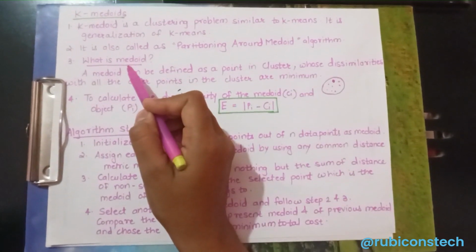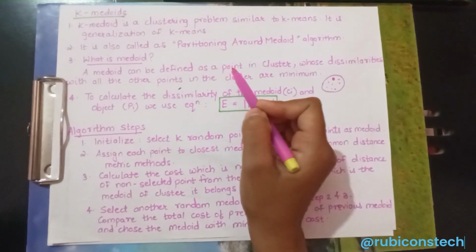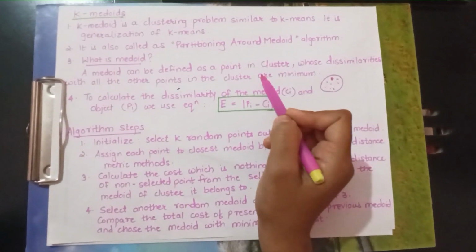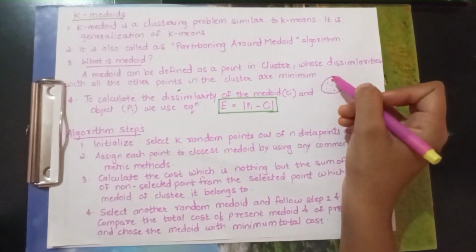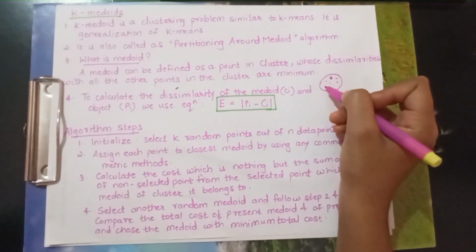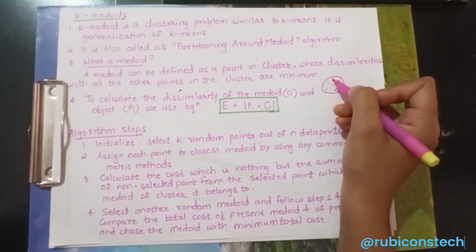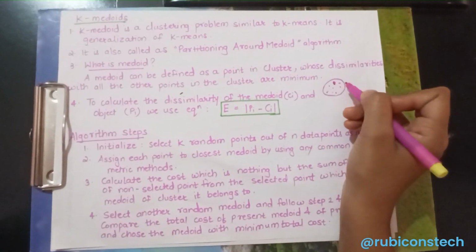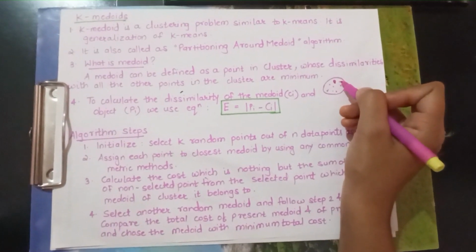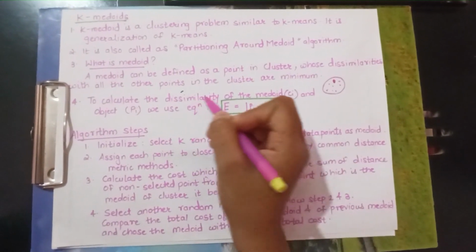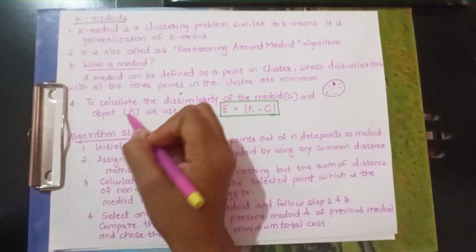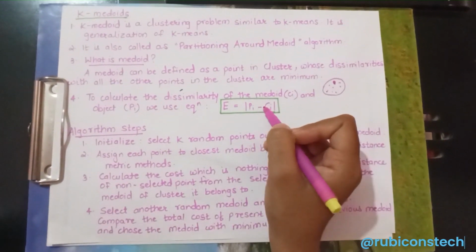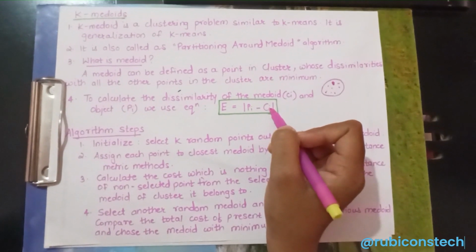So first we will understand what is the medoid. A medoid can be defined as a point in a cluster whose dissimilarities with all the other points in the cluster are minimum. Let us consider an example. This is the cluster of some data points. If we consider this point as our medoid, then the dissimilarity of this medoid with other data points will be minimum. To calculate the dissimilarity of the medoid C_i and the object P_i, we are going to use the equation E = |P_i - C_i|.